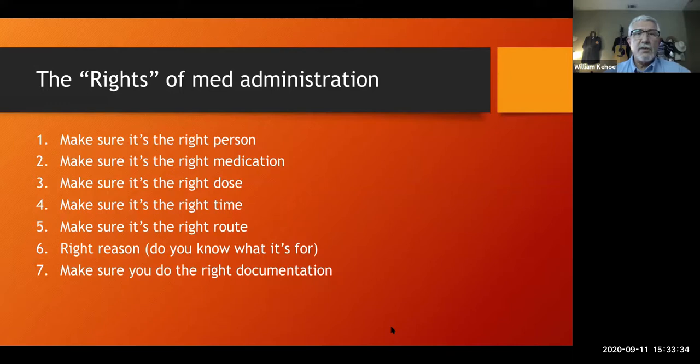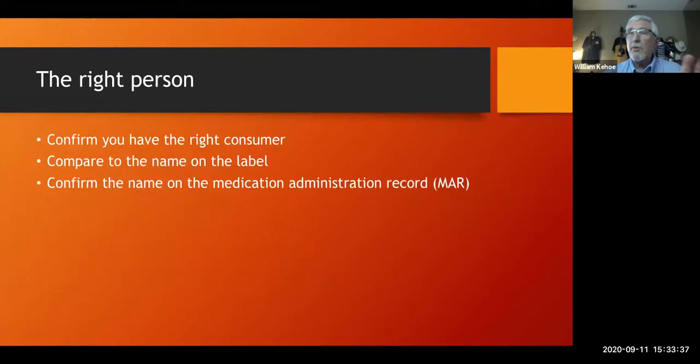So in terms of the right person, you want to confirm you have the right consumer. Most of us will know that because you're working in a facility and you know them. In the hospital, you're going to see them ask you your name and your birthday. We use 2 identifiers in the hospital. The idea there is to make sure you're working with the right consumer. Believe it or not, I see SIRs where consumers have been given somebody else's medication. You can stop that by making sure you have the right consumer. You compare their name to the name on the bottle that you're taking the medication from, and you compare that to the medication administration record. Those checkpoints will keep you from making mistakes.